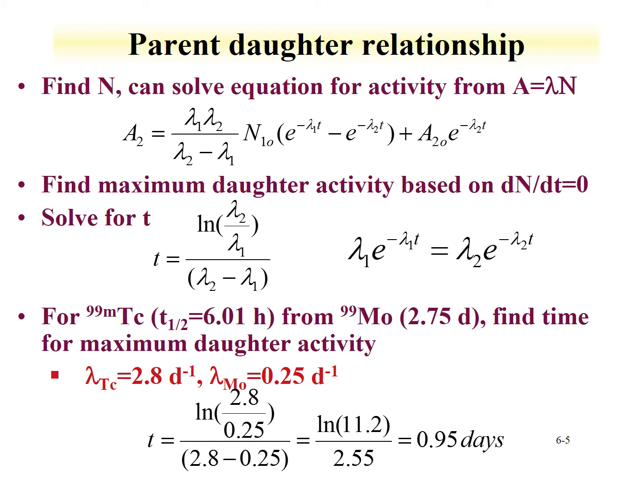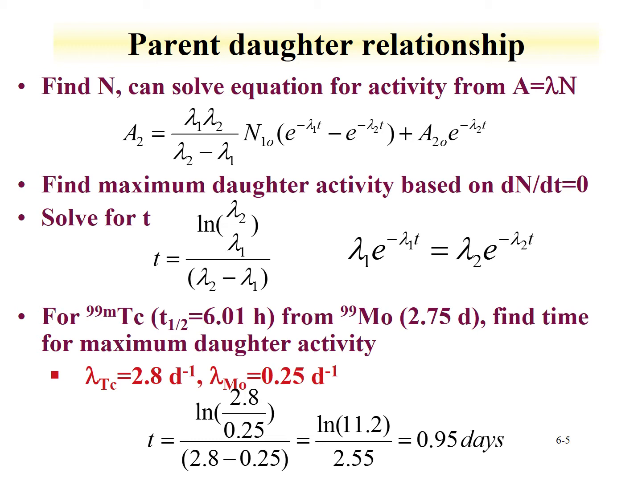On the previous slide, we showed the relationship to solve for the number of atoms of daughter, N2. By using activity equals lambda N, we can now use the same equation to solve for the activity of the daughter, and all we're doing is multiplying the term that we got by lambda 2 here, and then we just talk about the initial activity of the daughter.